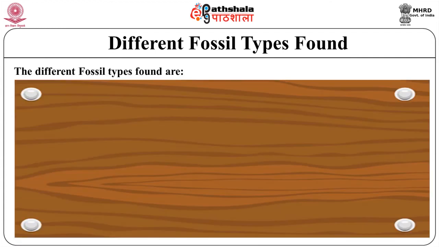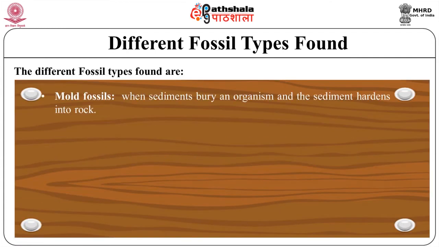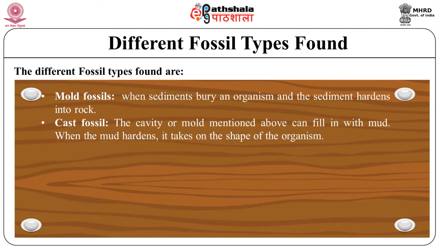The different fossil types found are mold fossils. When sediments bury an organism and the sediment hardens into rock, the organism decays slowly inside the rock, leaving a cavity in the shape of the organism. Cast fossil. The cavity or mold mentioned above can fill in with mud. When the mud hardens, it takes on the shape of the organism.